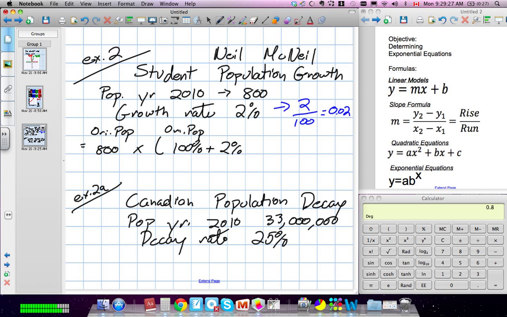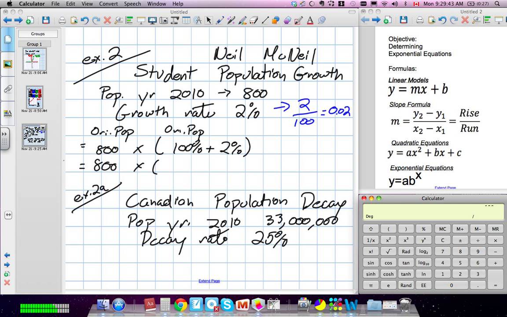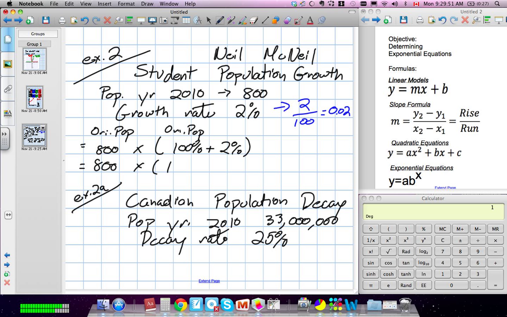Now I need to change those two numbers into decimals. So our original population is still our 800. What is 100% as a decimal? Ready? We would take 100 and divide it by 100, just like we did before. So 100% as a decimal is actually just the number 1. We'll quickly do that on the side here. We're taking 100%, turning it into a decimal, it becomes 1. So we have 1 plus 2% as a decimal is 0.02.